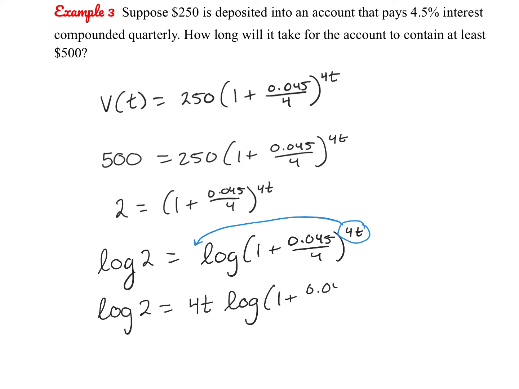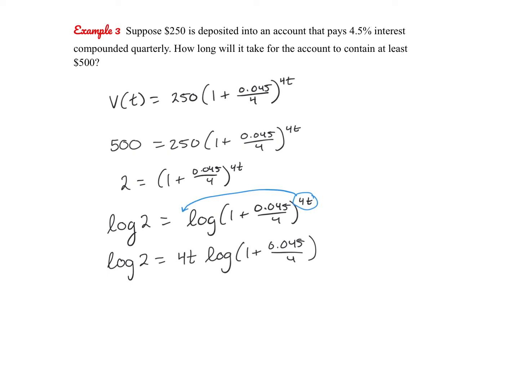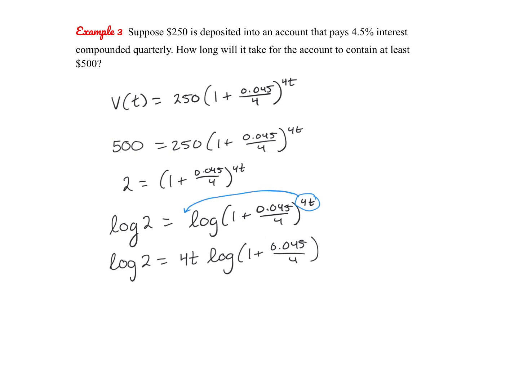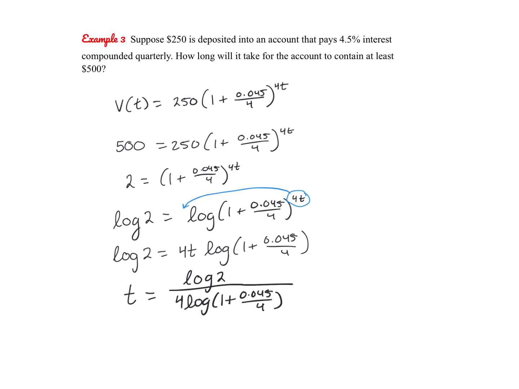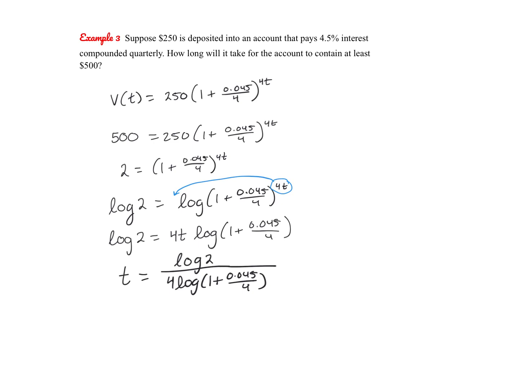And notice I'm just keeping this right here like this. We'll plug it all into our calculator at the end. So I'm going to say try not to round until the very end. And then here to solve for t, we can divide by 4 and this entire logarithm. So we get t equals the log of 2 divided by 4 times the log of 1 plus 0.045 over 4. And I know this looks ugly, but really we're just going to be plugging this into our calculator. Just remember, when you do that, we do need to group our denominator.